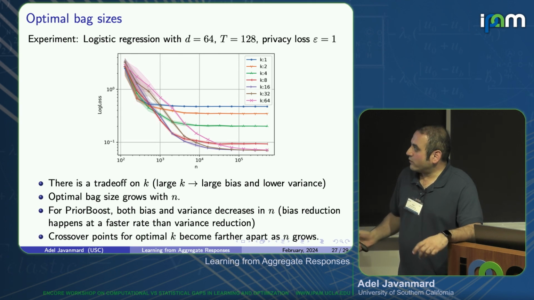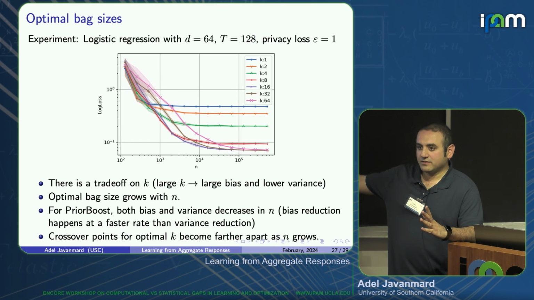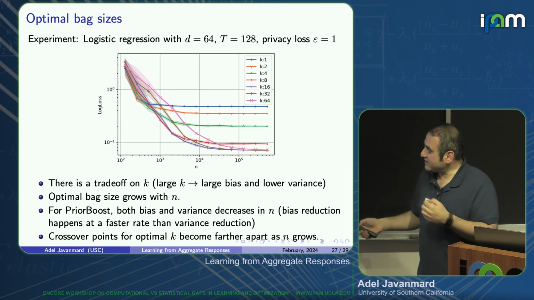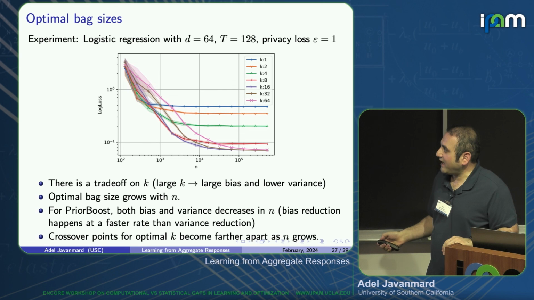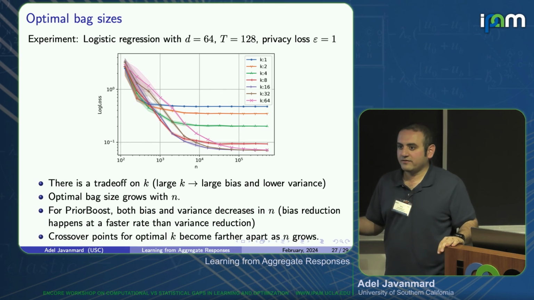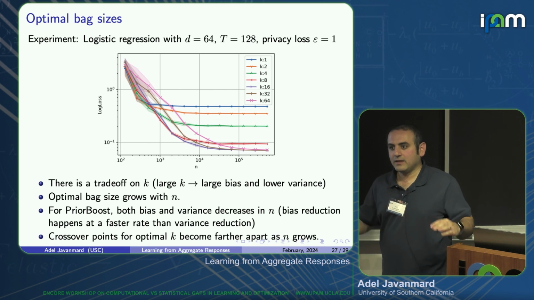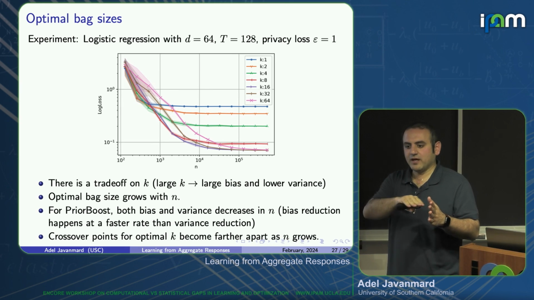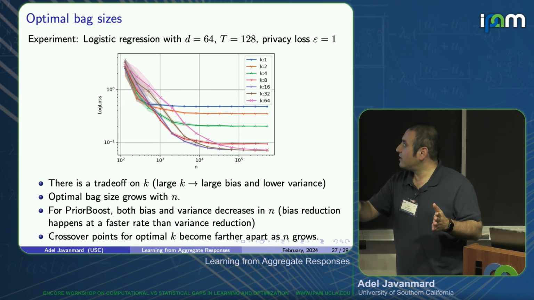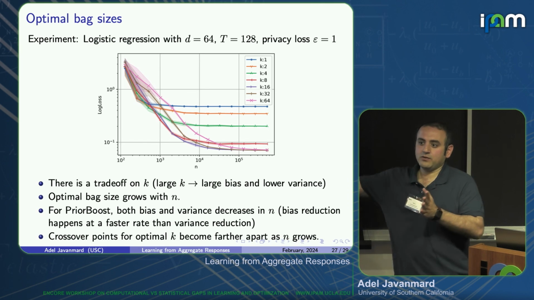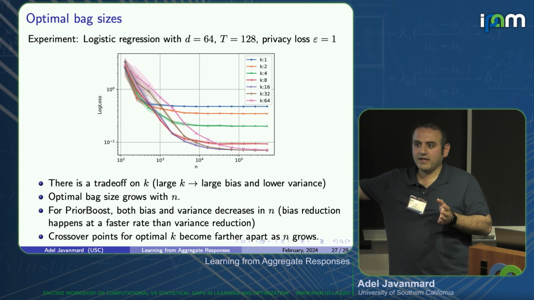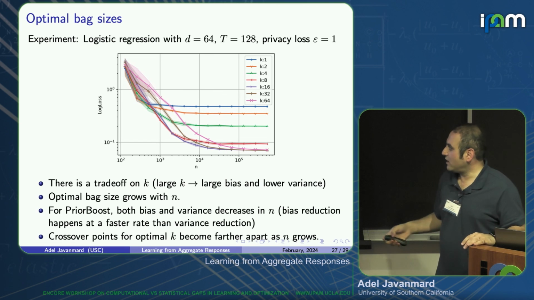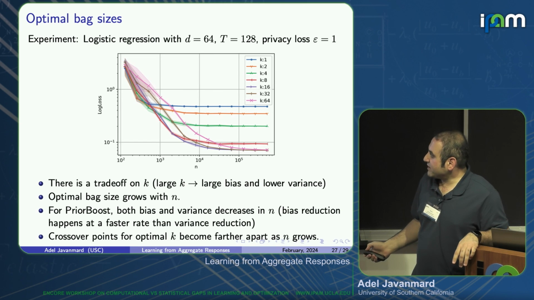And also the crossover becomes further apart as n increases. So if I want to guess here, it seems that the optimal k is going like log of n, right? And as n grows, there are some crossovers: up to this point, k equals 4 is good, and then k equals 8 is good for a longer time, and then it shifts. So this is what we observed, but you can try to justify why this is happening.